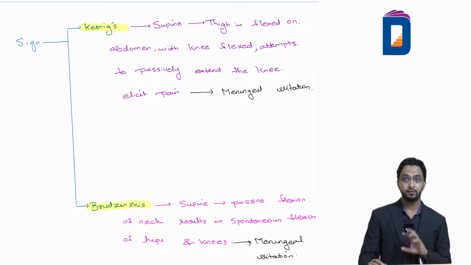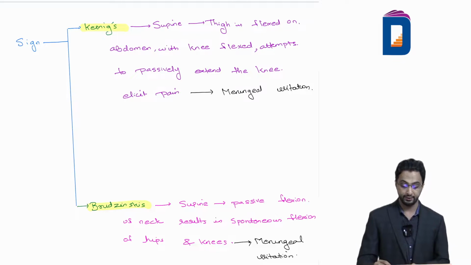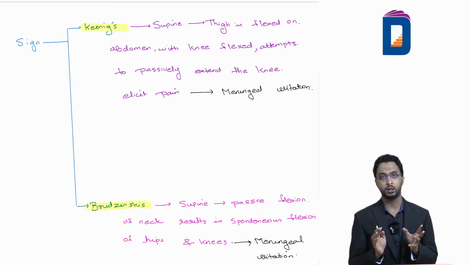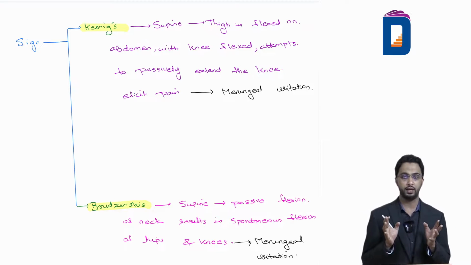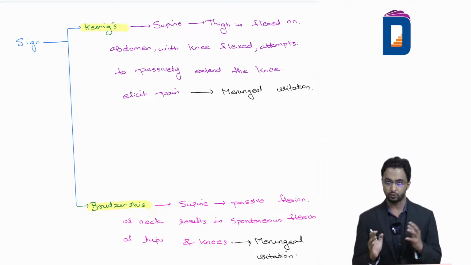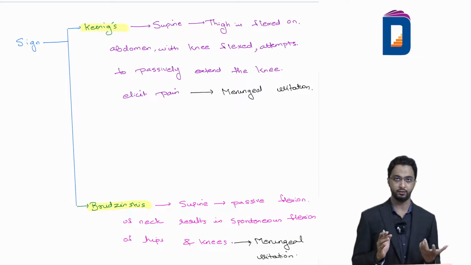Now, how is it elicited? Both Kernig's sign and Brudzinski's sign are related to meningeal irritation. So if they ask you which of the following is seen in meningitis, which is associated with meningeal irritation, which is common to all types of meningitis, so it's seen in all types of meningitis typically.